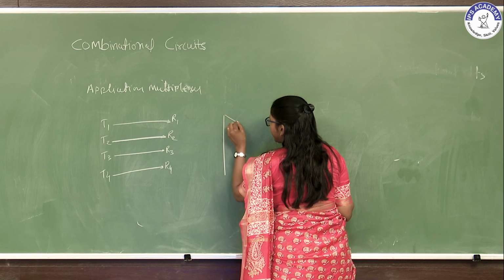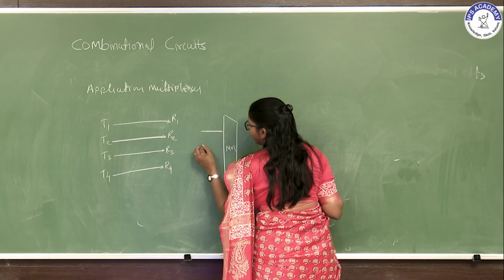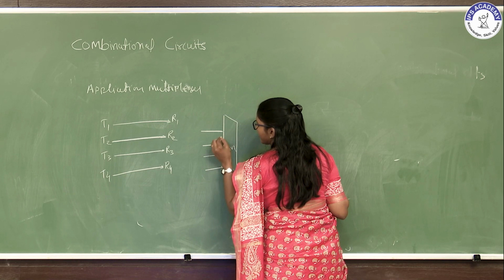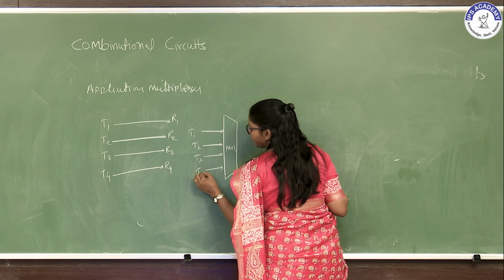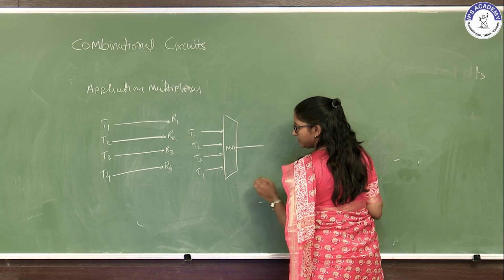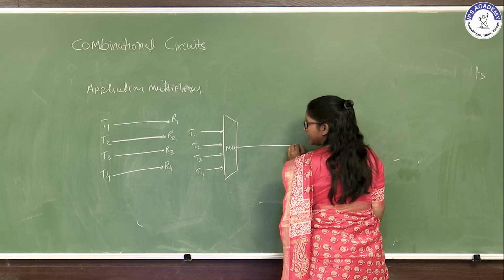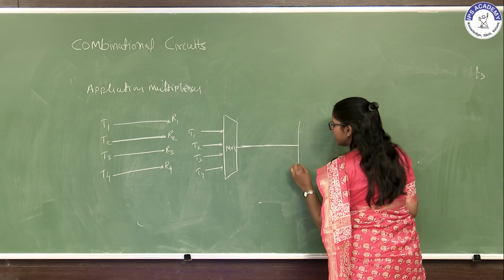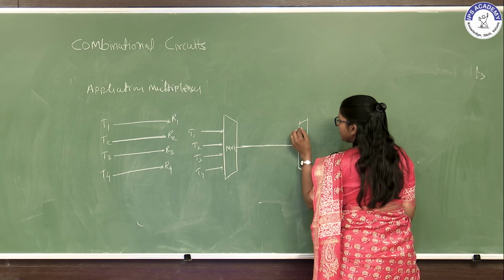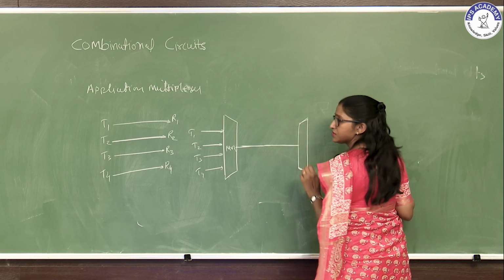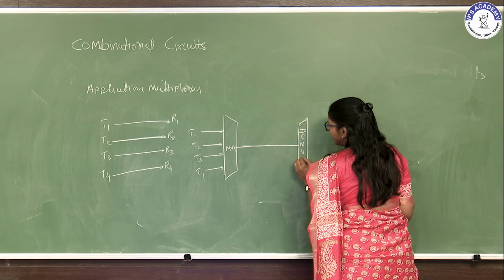Suppose this is my mux. Here I will take 4 inputs, T1, T2, T3 and T4. The output will be single. Here there will be 2 selecting variables which will decide. So, here we get the data in a single line, and at the receiver end, what will we use? We will use the demux.